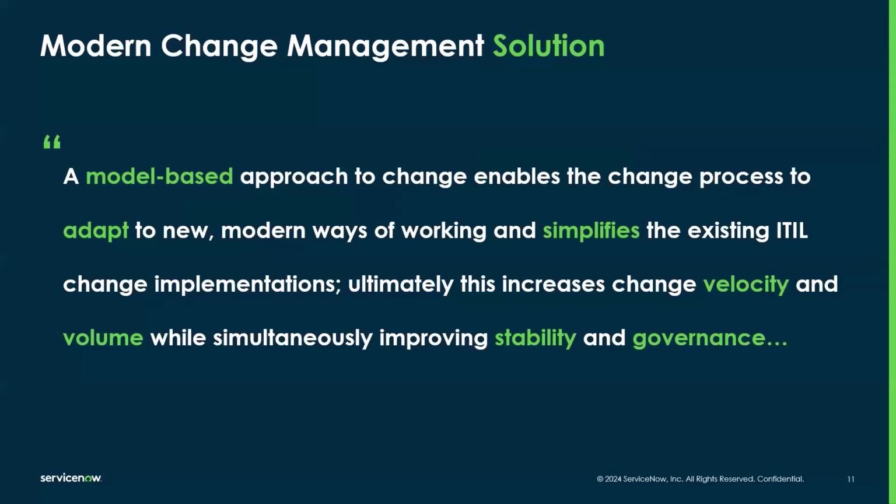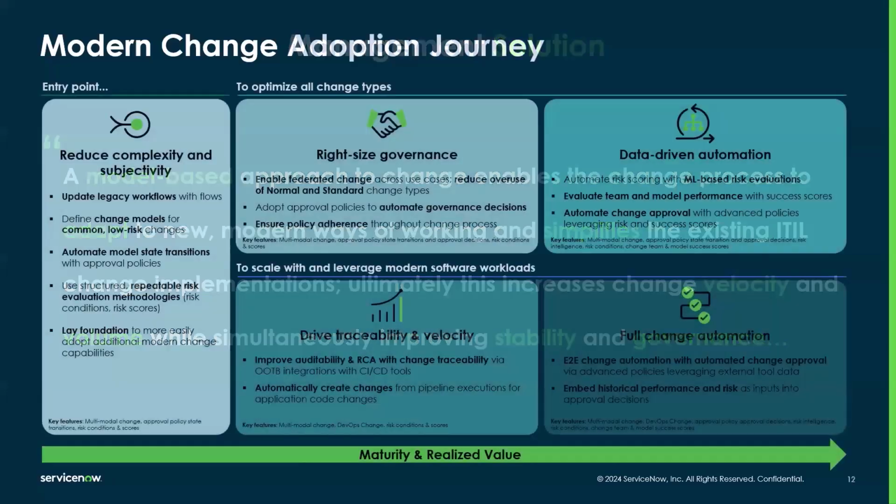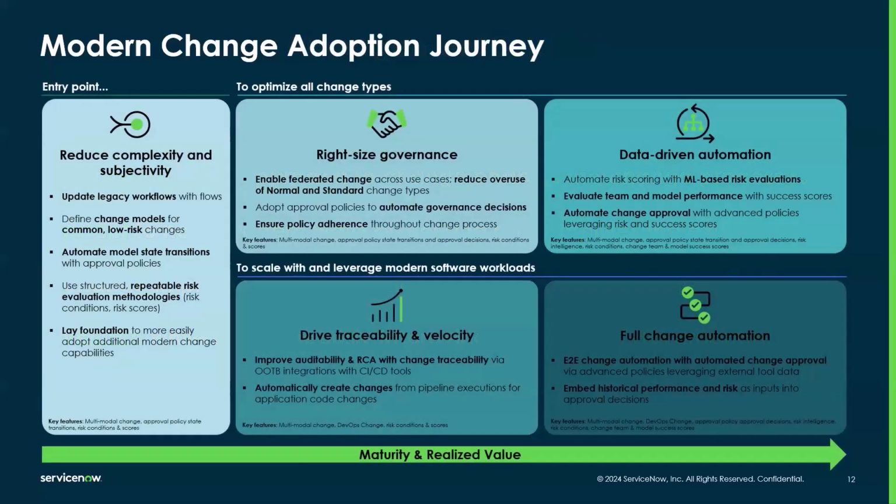our topic for today. I want to start by bringing us back to the adoption journey and kind of where we've been and where we're going today. So we started this series off talking about how we replace our legacy workflows with Flow, how to reduce our technical debt, and how we can start defining change models. We then moved into governance and really how to make sure governance is right for the context that we're using it. So how to adopt approval policies to automate some of these governance decisions.